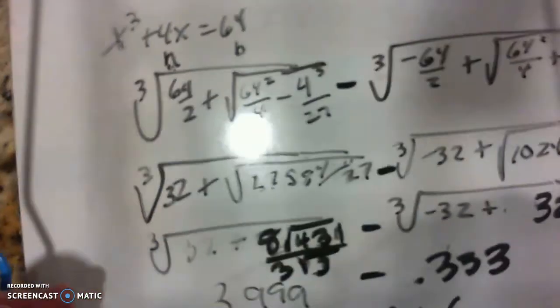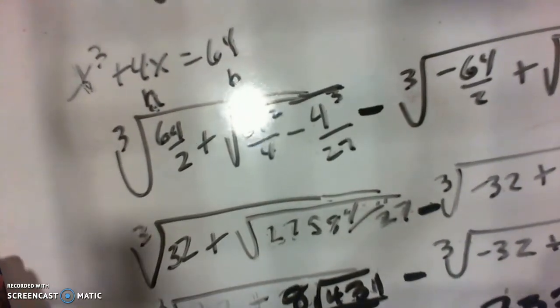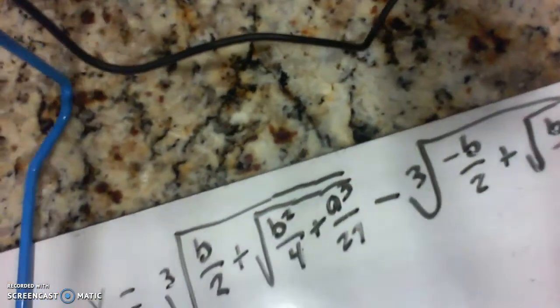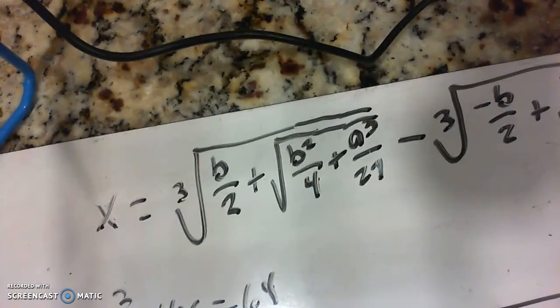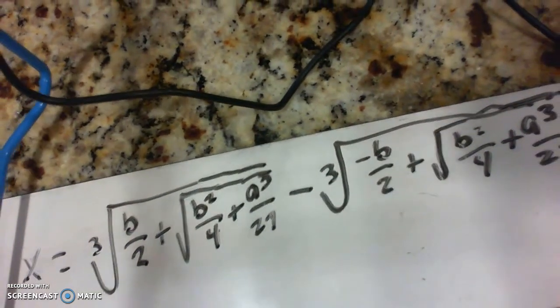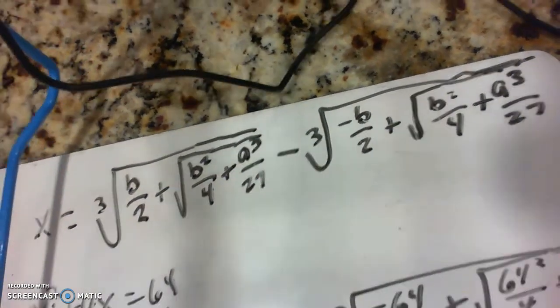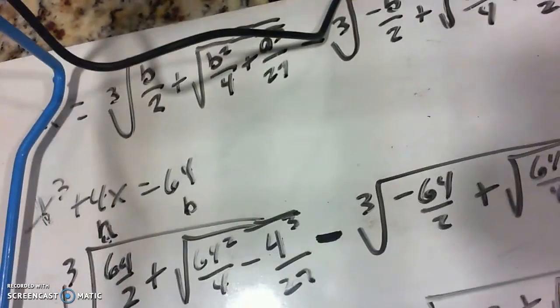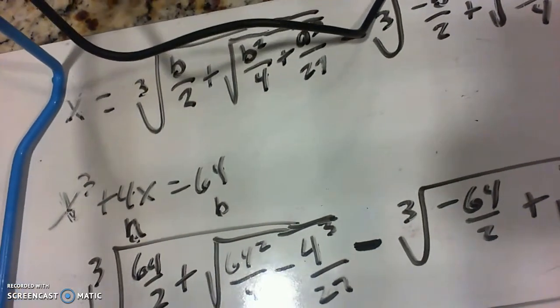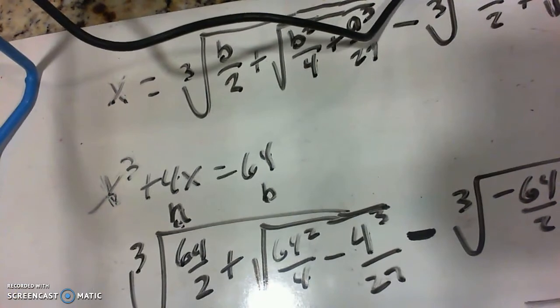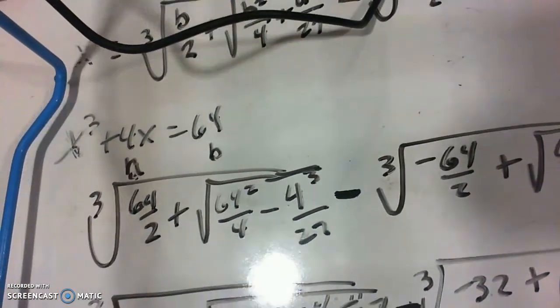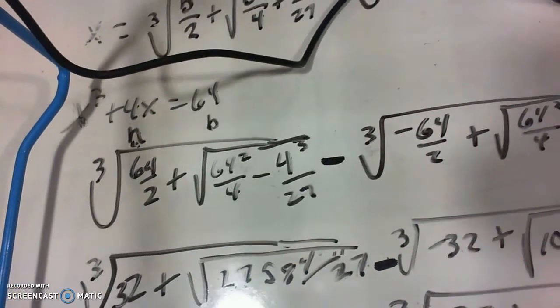There's also a cube root formula for factoring cubes of a certain type. So let's see if we can run through one of those. And let me see if I can get the whole formula in there. It's in your book. So there's the whole formula. And I chose to use x cubed plus 4x equals 64 as my practice one. And I plugged it all in.